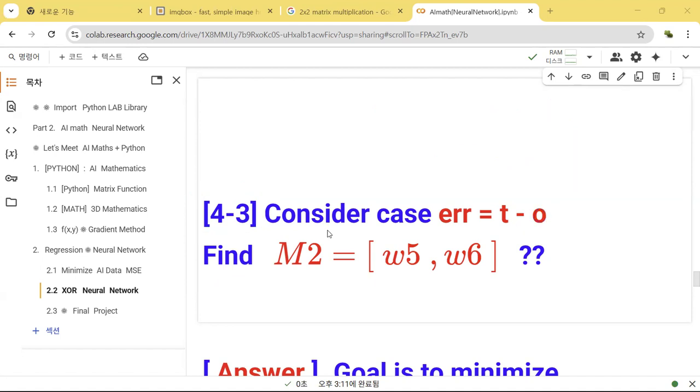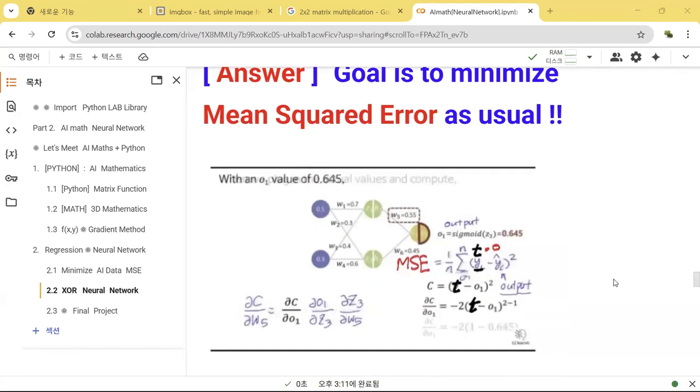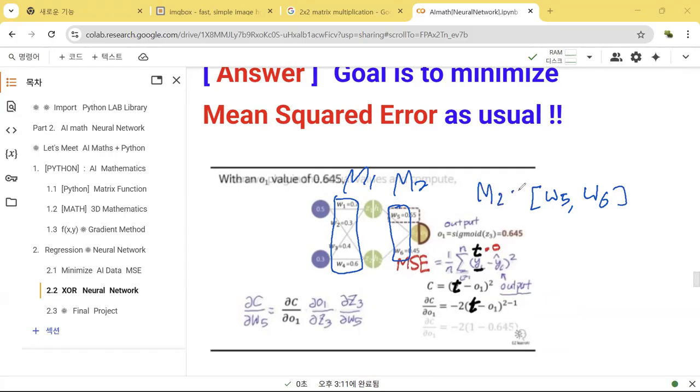And then there is an answer. Answer from this one. So we want to find out W1, W2, W4, this one is M1, and W5, W6, this is M2. Our problem is to find out M2 for a moment, okay? To find out the matrix of M2 by gradient descent method, M2 is a 1 by 2 matrix. So this is W5 and W6. This is the M2 matrix.